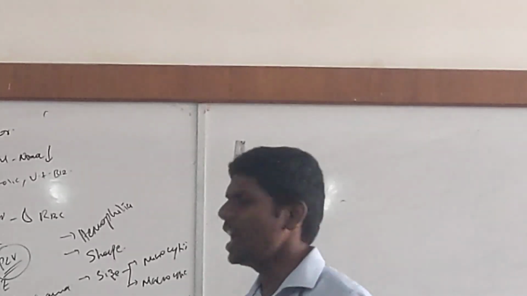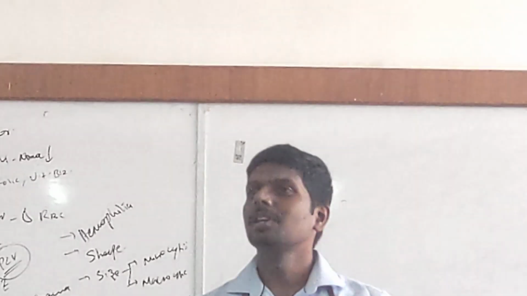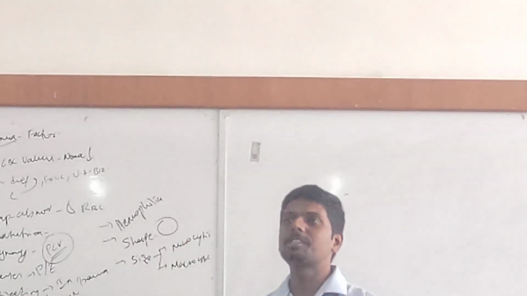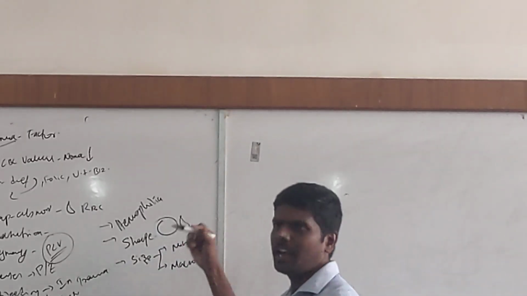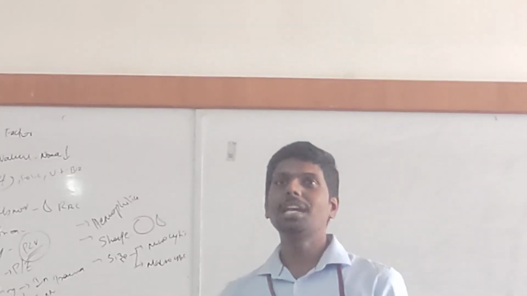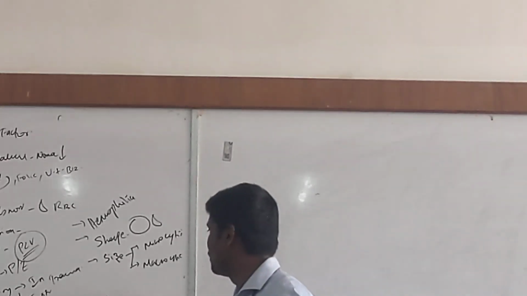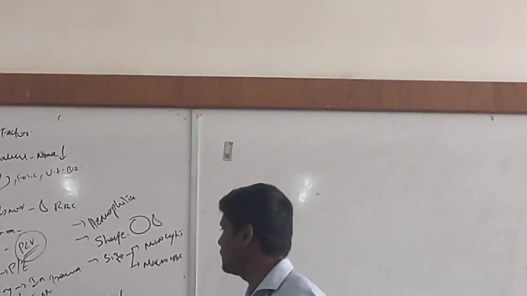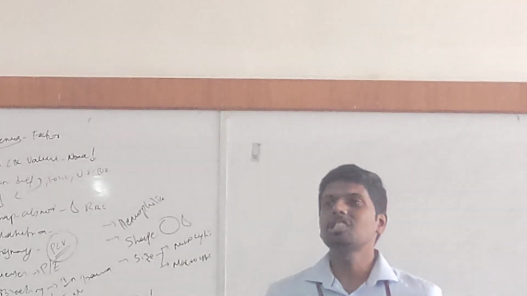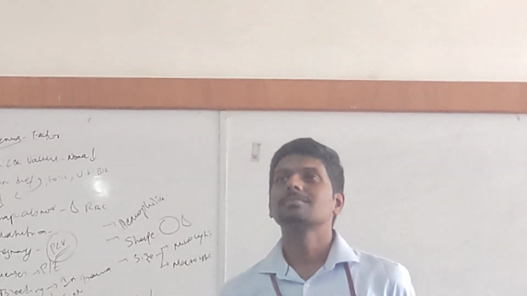Shape abnormalities: sickle, then spherocyte. The red blood cell will become a ball rather than biconcave. That is called spherocyte. Sickle, any other shapes, right? Very good. Next one, since you said it, HB abnormalities. Who will tell? Decreasing HB and increasing HB. What are those called? Increasing HB is called what?